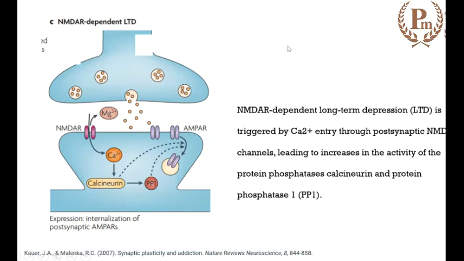So LTD, let me take a pen. LTD stands for long-term depression. As we had seen in the homosynaptic one, we have facilitation, we have depression. So long-term depression, what is it and what is the mechanism of it? We can tell about it.